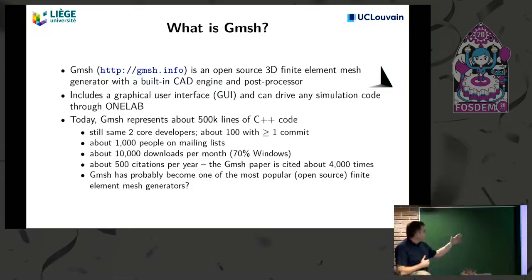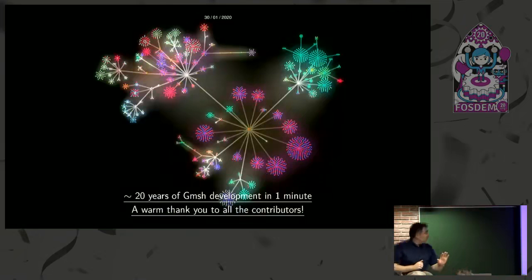To give you an idea, it's about 10,000 downloads per month. Academically, it's a quite successful project, so it's got quite a lot of citations. And so it has become, as I said before, one of the go-to open source solutions when you need to do a finite element mesh. There are 20 years of development.